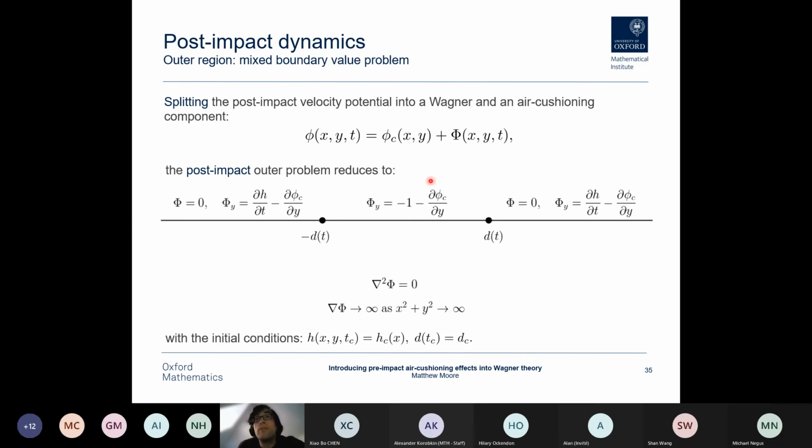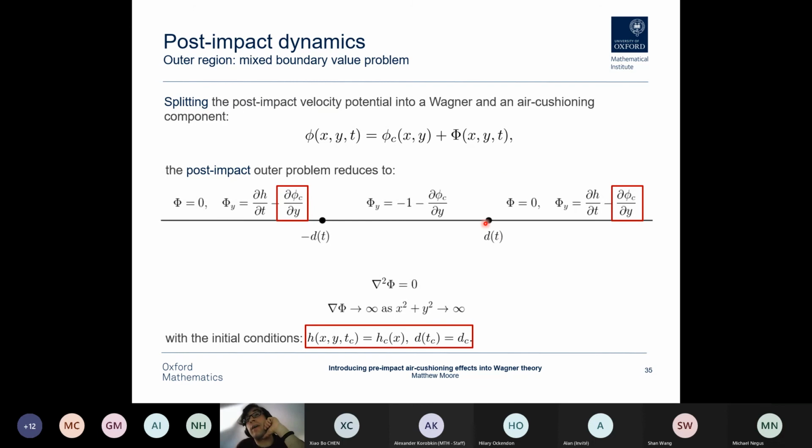So what I've done in this picture is I've just subtracted out the pre-impactor velocity. So this is the flow in the problem at t equals tc, so the initial flow in the post-impact problem. And what we've got is just a Riemann-Hilbert problem here, which is exactly the same as classical Wagner, except you have these terms due to the pre-impact dynamics. So you have the velocity on the free surface, and you've got these initial conditions which say that there was some deformation before we had touchdown.